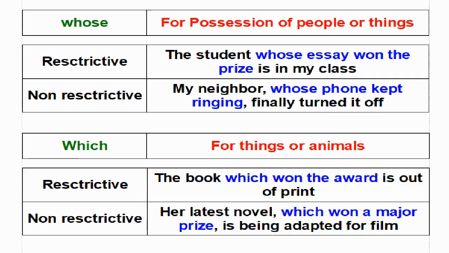Which. Relative clauses using which are used to give more information about a noun, typically referring to things or animals, not people. Restrictive relative clause with which: the book which won the award is out of print. Note, in restrictive clauses, that is often preferred over which in everyday English, especially in American usage. Non-restrictive relative clause with which: her latest novel, which won a major prize, is being adapted for film.